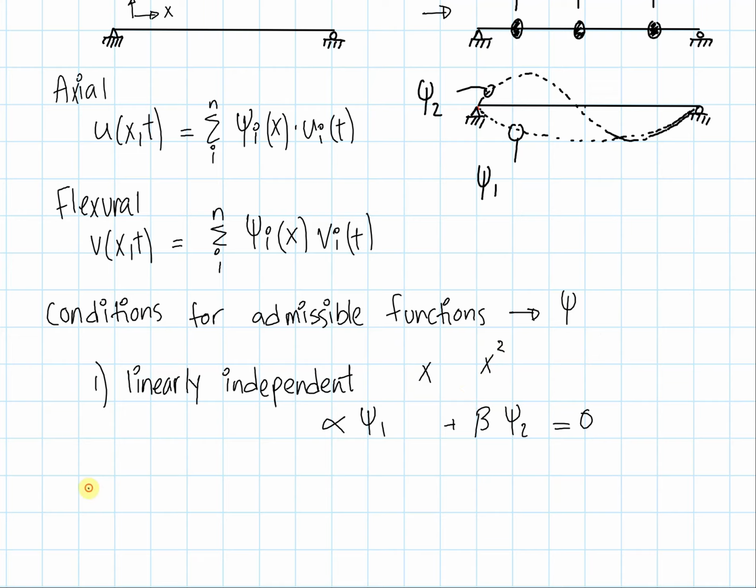Alright, now what is the second requirement? The second requirement is that the shape function must possess derivatives up to the order seen in the strain energy. Now I'll explain in a second what that means. Anytime you're thinking about strain, you're also thinking about deformations. So we can have different kinds of deformations.